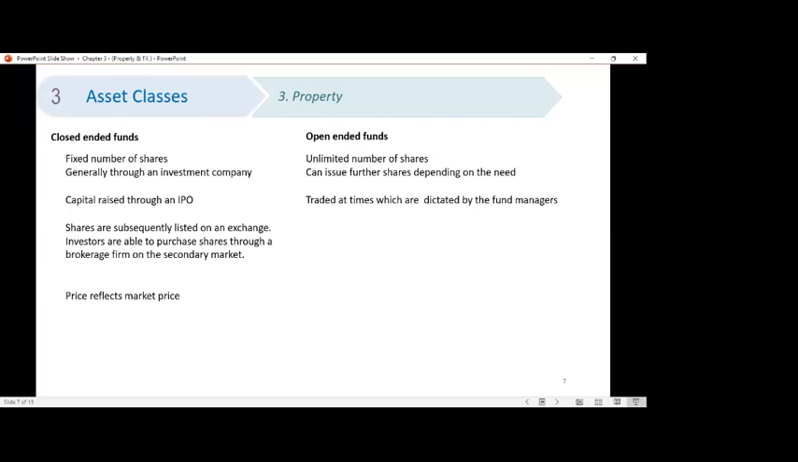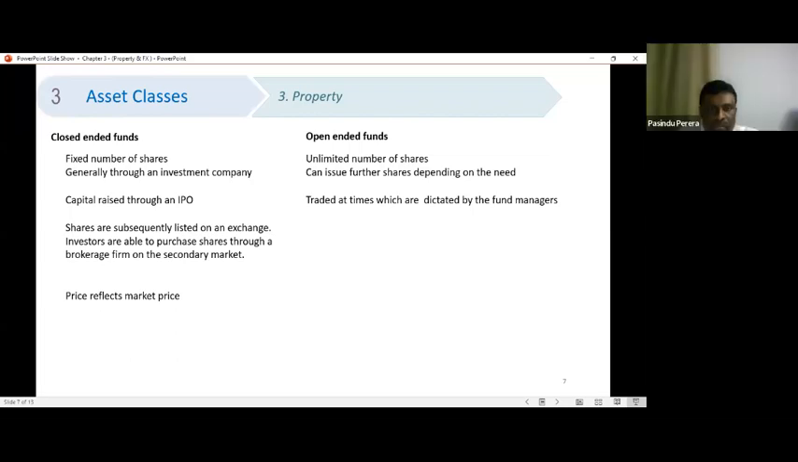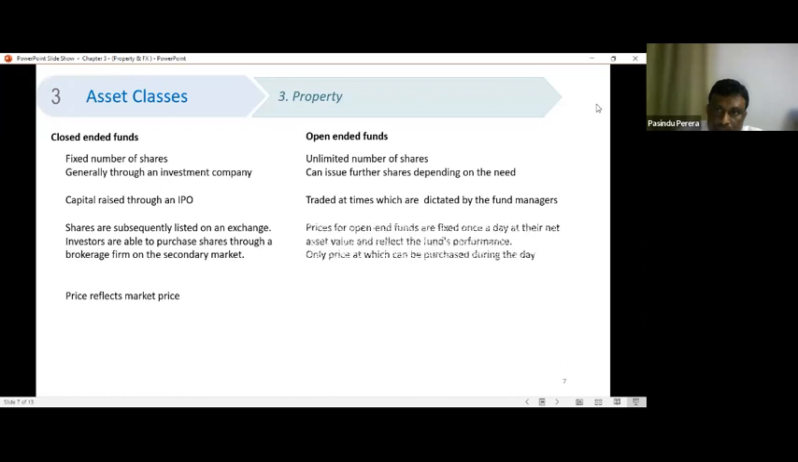Whatever the property also, no security, sir. Same thing, the market prices apply. But with property it may be the other way around, right? If there is capital appreciation, then there would be some gain underlying. But if there is a capital loss, that has to be borne by the unit holders or the investors. Traded at times which are dictated by the fund managers.